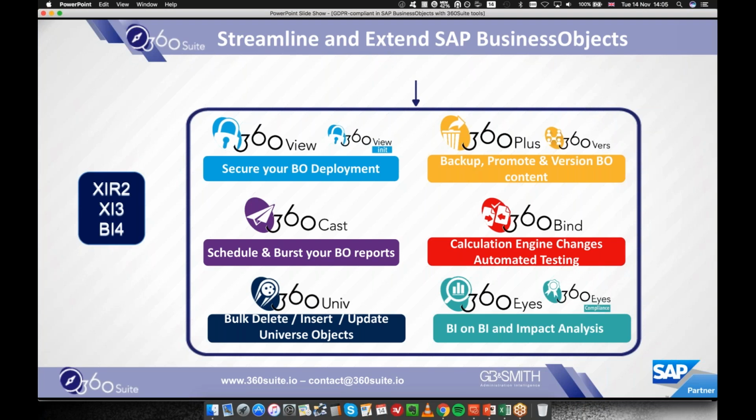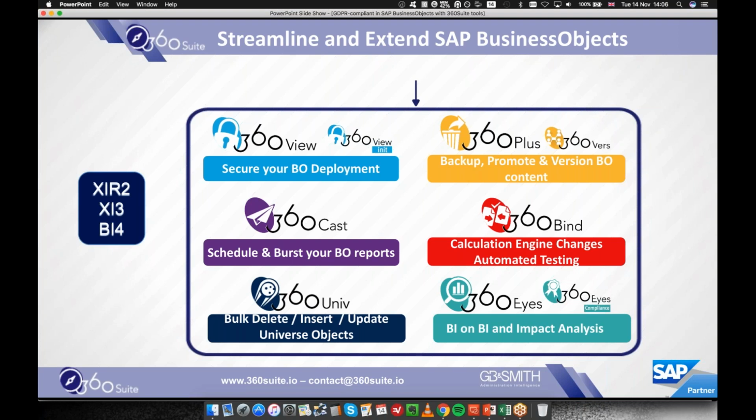Then we have 360 Bind, and this is our flagship solution to allow you to automate report comparison and regression testing. We've got a new tool as well, which we will actually look at as part of this webinar, and that's 360 Univ. And that's a client tool that will allow you to do bulk updates of universe objects, so their properties, their SQL, their workflows, and you can do inserts, you can also do bulk deletes should you wish to.